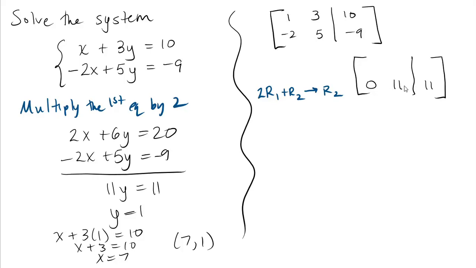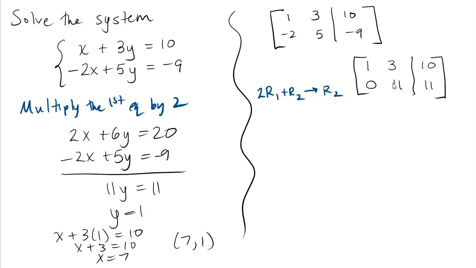If we translate our new row, it says 0x plus 11y equals 11, which is exactly what we have here. It's the exact same step, but we're not writing out all of the x's and y's each time. We're also not writing the equal sign that's kind of represented by this divider here. Now we want to keep the array 2 by 3, so I'm going to keep the first row exactly the same. We're not changing the first row.